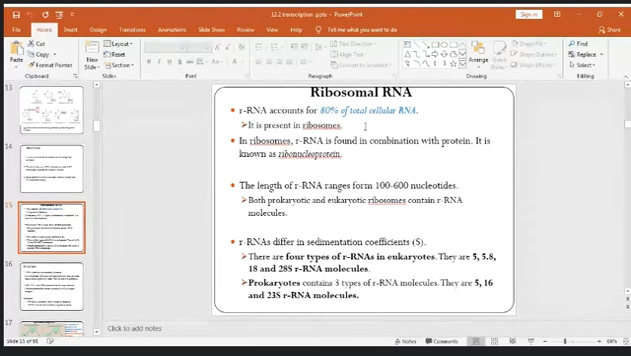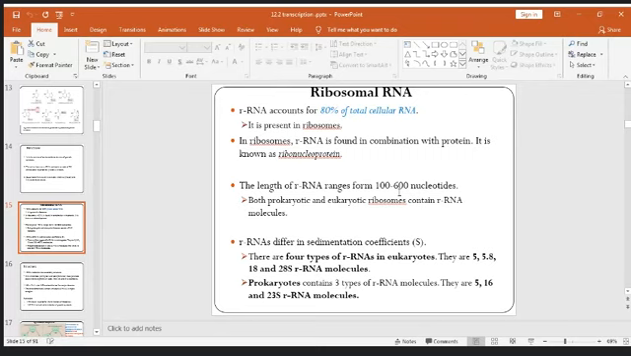When we see the ribosomal RNA, which accounts for 80% of total cellular RNA, it's present in the ribosomes, as I told you, and it's a common one, by the way. In ribosomes, ribosomal RNA is found in combination with proteins, and those proteins have their own Svedberg unit or S unit. They are known as ribonucleoproteins. The length of ribosomal RNA ranges from 100 to 600 nucleotides.